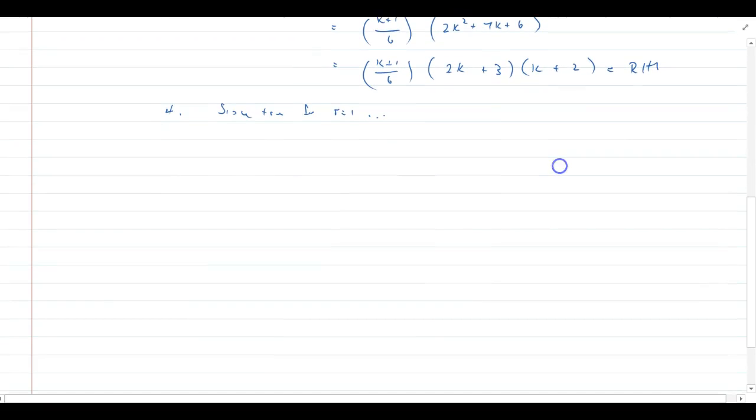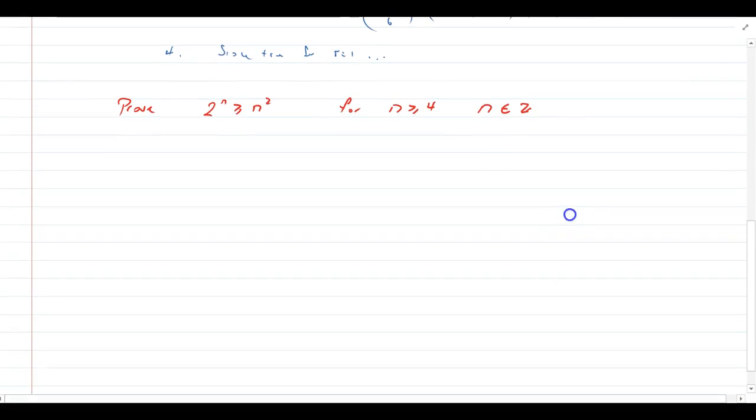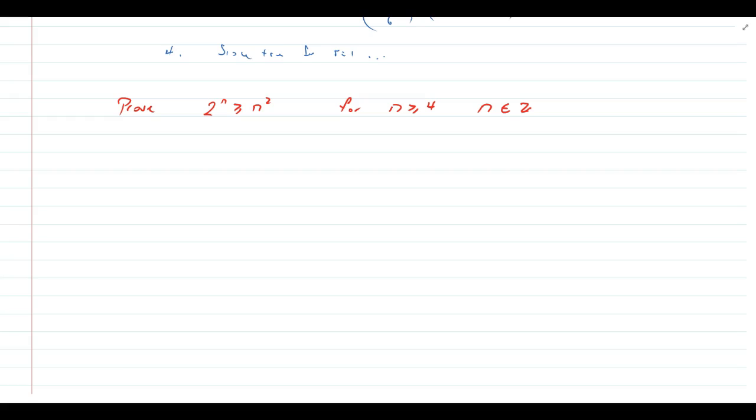Okay, so now going on to our inequality proof by induction. So prove, what were we doing? 2 to the power of n is greater than or equal to n squared. Now this is the one we looked at in class. That's for n greater than or equal to 4, where n is an integer. This is one in class where we developed it, got to a point where we then went and did another induction within the induction, which I could see was getting a little difficult to follow.